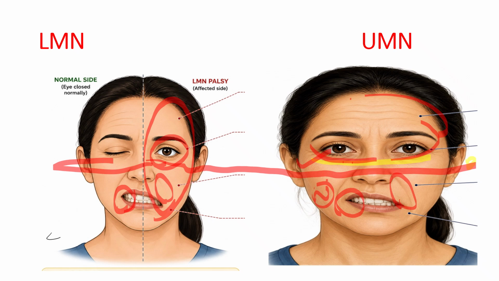So tell me, why do you think the upper 1/3 of the face is preserved in case of UMN facial nerve palsy?